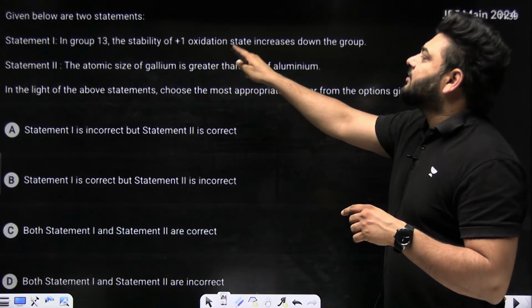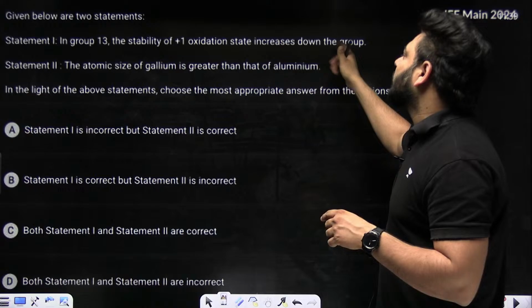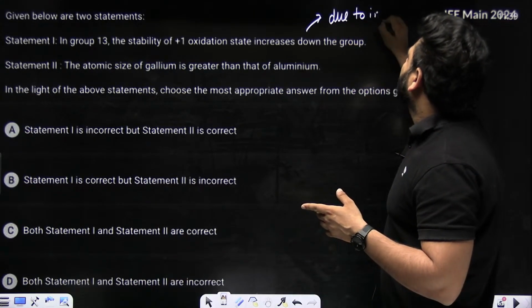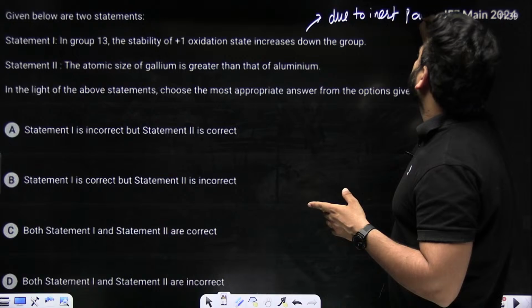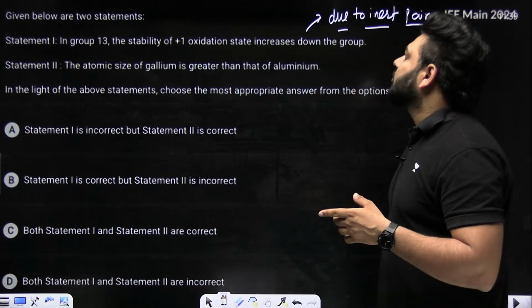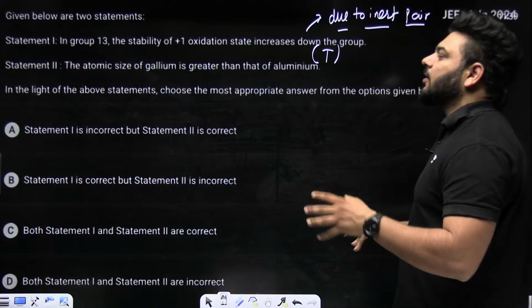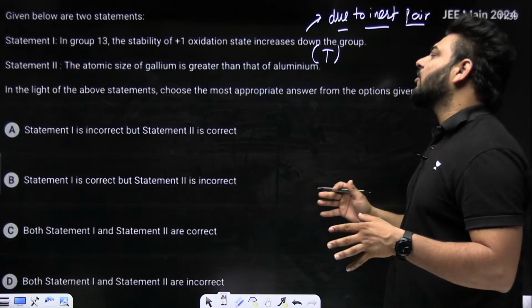Question, statement 1. In group 13, the stability of the positive 1 oxidation state increases down the group, and this is true due to the inert pair effect. Due to the inert pair effect, the positive 1 oxidation state becomes more stable than positive 3, which is a true statement, by the way. And then we have, the atomic size of gallium is greater than that of aluminium.